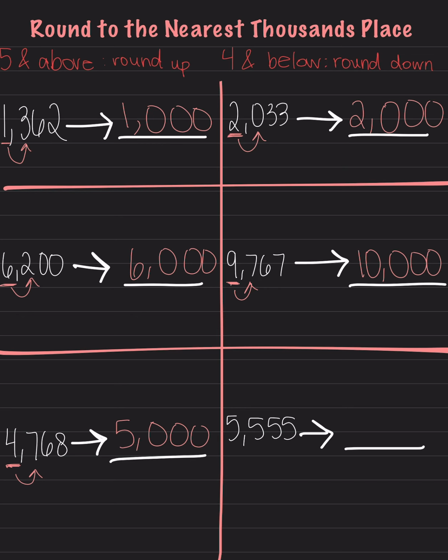Next I have 5,555. I have my thousands place and I look at the next number, which is 5. 5 is 5 and above, which means I round up. Rounding up means this 5 gets added 1, which I get 6. Next I add a comma and I add my 3 zeros. 5,555 rounded to the nearest thousands place is 6,000. And this is how we round numbers to the nearest thousands place.